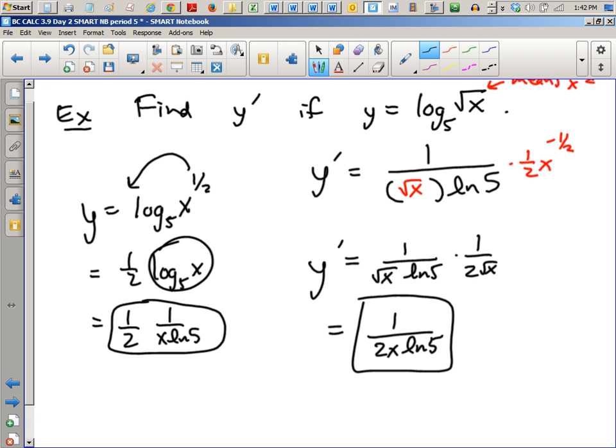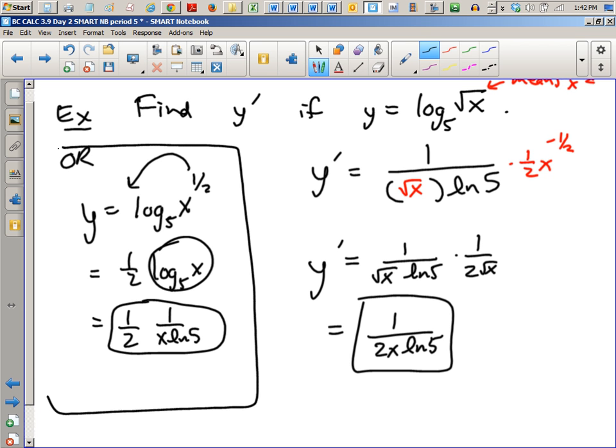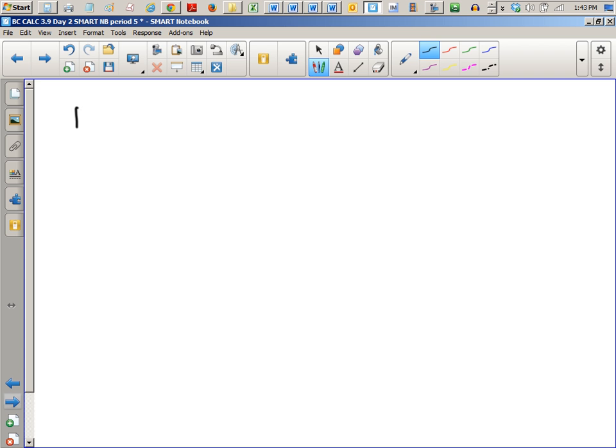Let's try another one, a little harder one. So here's an alternate solution. Okay, let's try another one, a little bit harder. This one is: find y prime if y is log base 3 of 1 plus x ln 5.